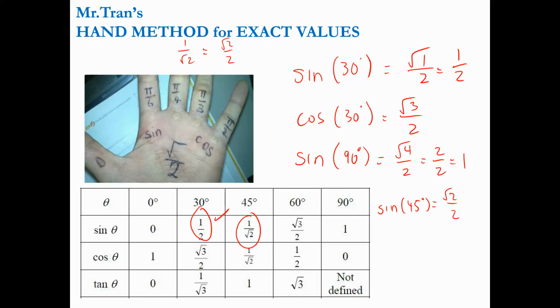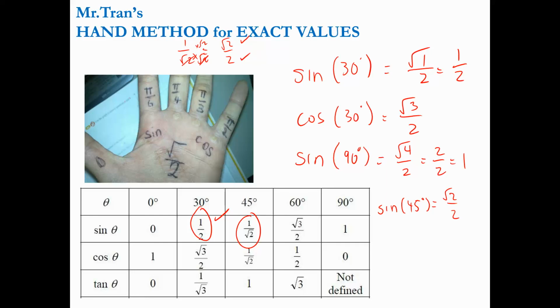Yeah, multiply top and bottom by root 2. So you're still keeping it the same ratio. If I multiply the bottom by root 2 and multiply the top by root 2, root 2 times root 2 is 2. 1 times root 2 is root 2. Okay, that's called rationalized denominator.